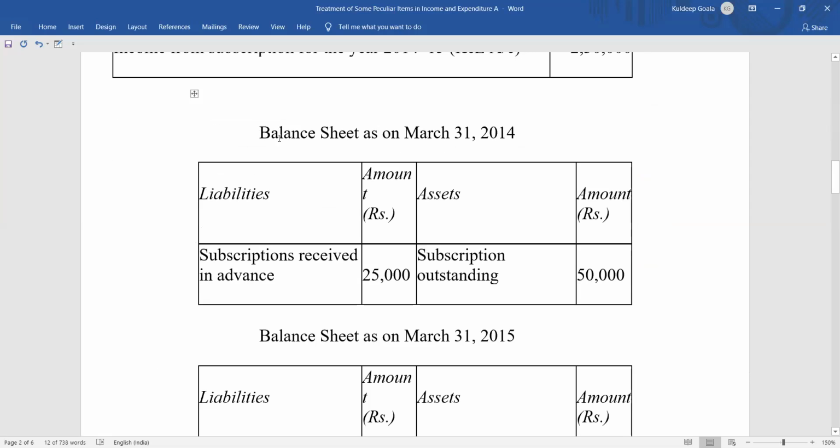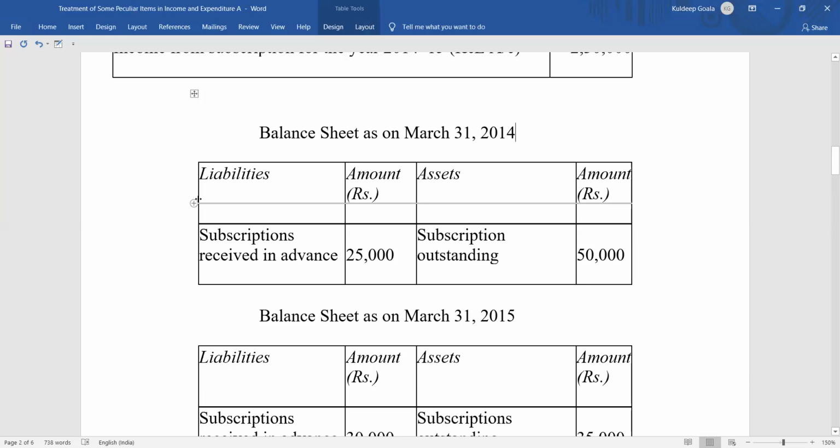Opening balance sheet. Balance sheet as on 31st March. They are giving it 31st March. It is referring to 1st of April. Okay, it is referring to 1st of April. There's no problem in that. Okay, don't get confused because this is relating to the same thing, same concept. The concept is the same here.